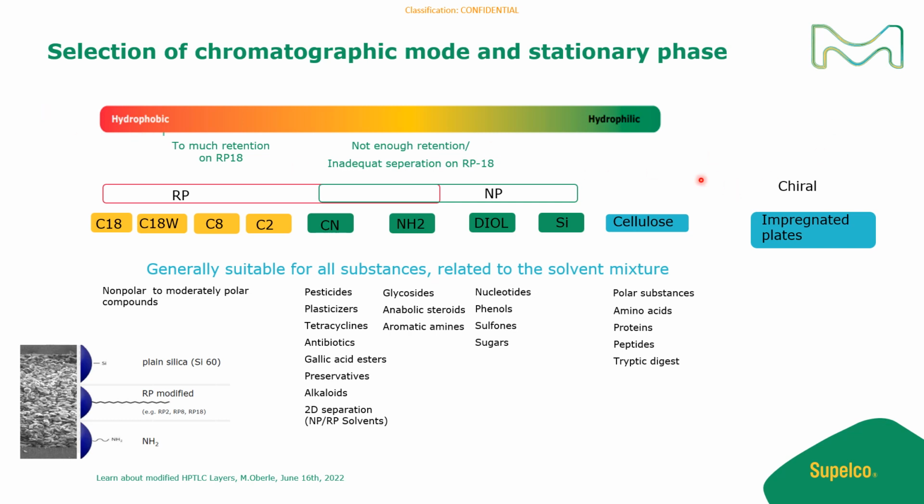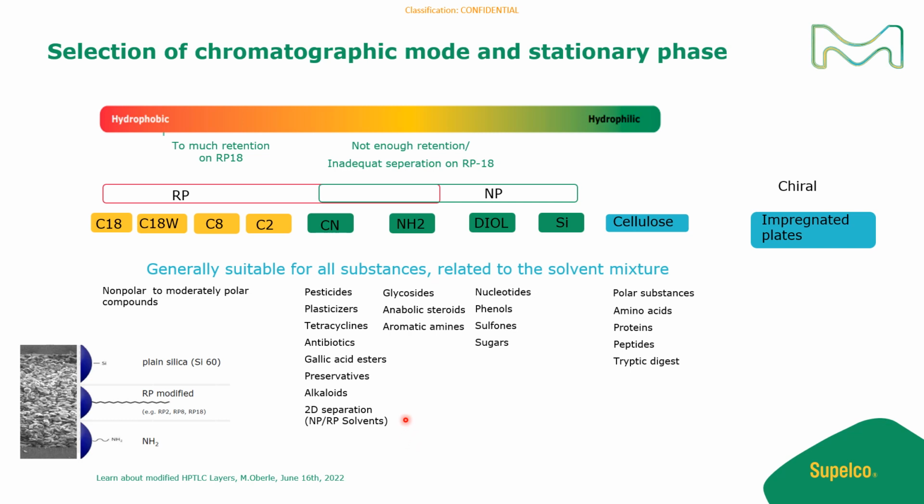Also for very hydrophilic substances, it's worth trying, for example, a cellulose or an impregnated plate for chiral substances. So here are listed some examples of substance classes which fit very well to these different layers. One I would like to highlight here is the cyano phase.